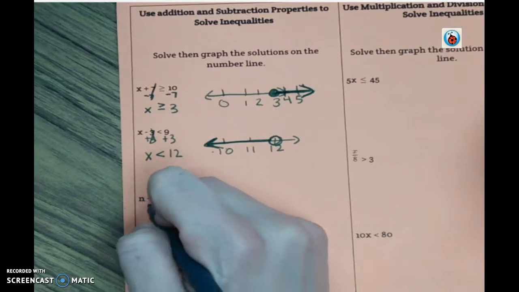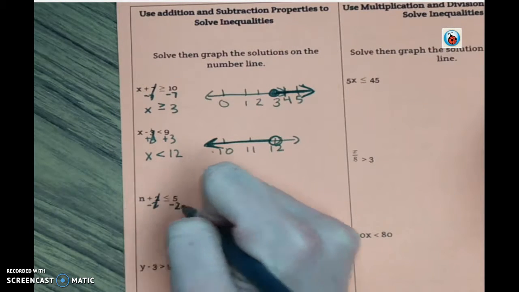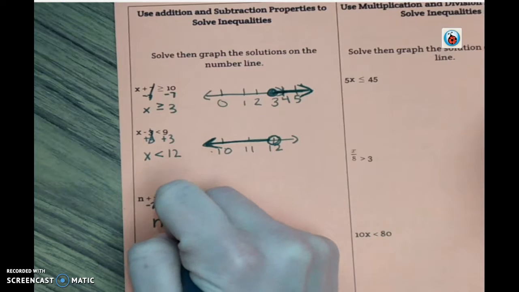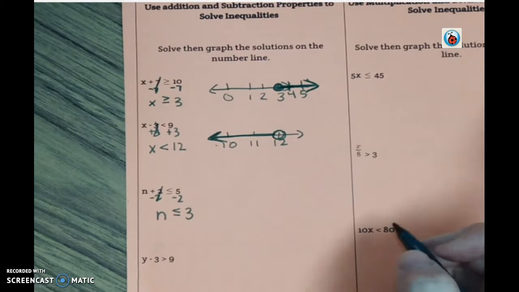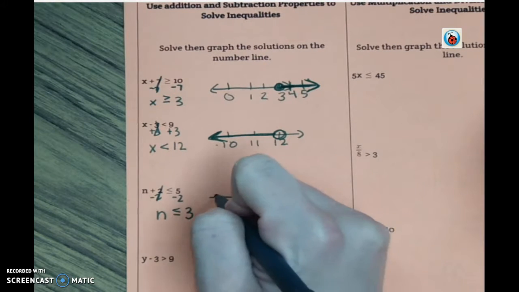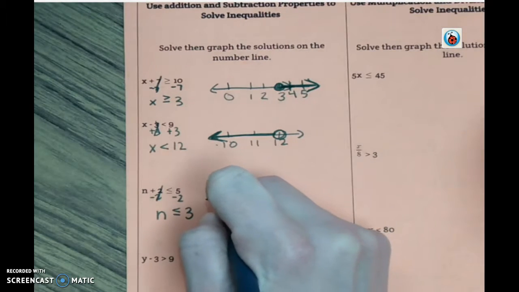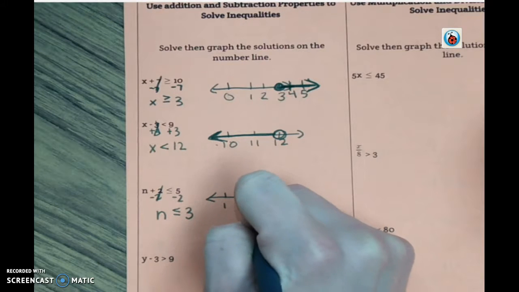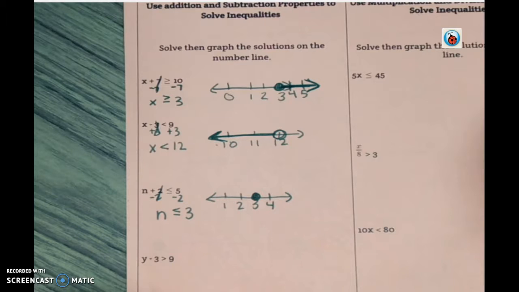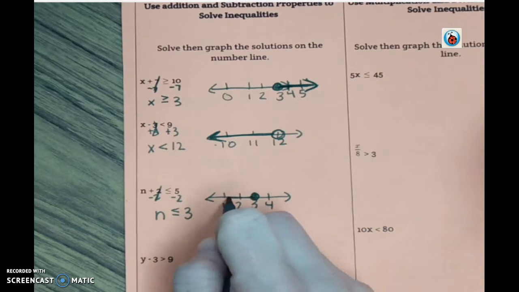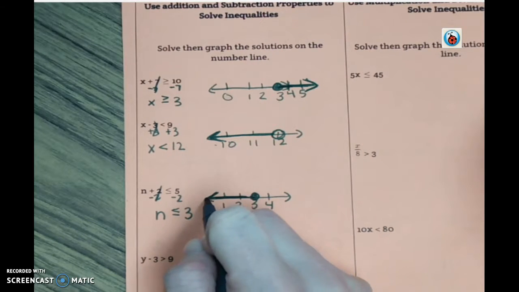The opposite of adding 2 is subtracting 2. So n is less than or equal to 3 because 5 minus 2 is 3. We'll draw our line. 1, 2, 3, 4. We're going to close it on 3 this time because it has the equal part to it. And it's less than, so we're going to the left.